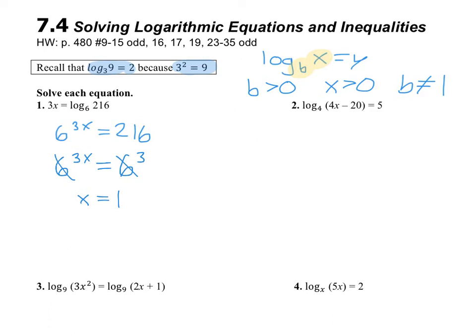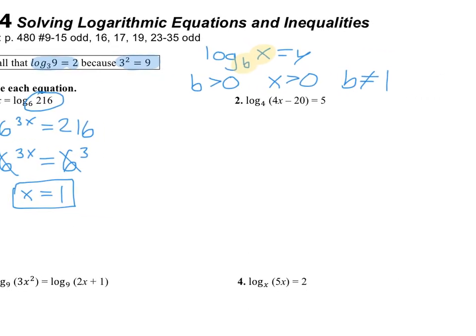Okay, so to check your answer, just make sure that the base and the argument follow the rules in the top right, and they do. So there's no variables in our base or argument, so we don't really have to check anything there.